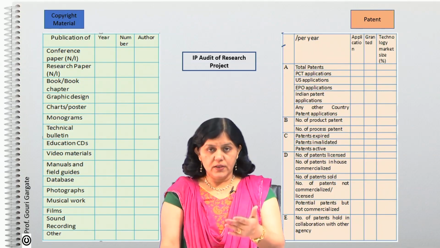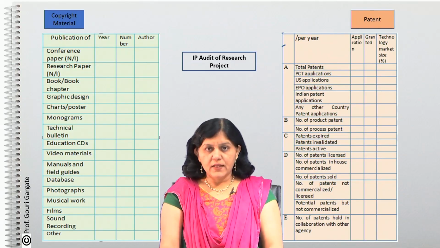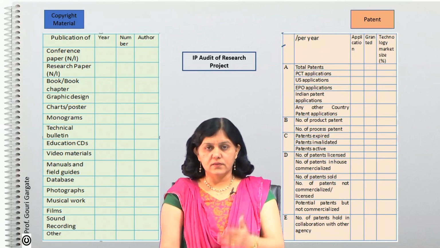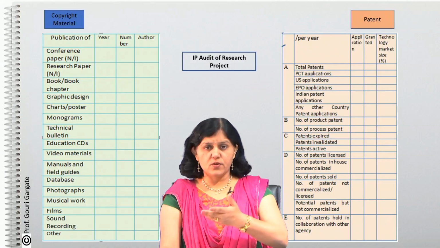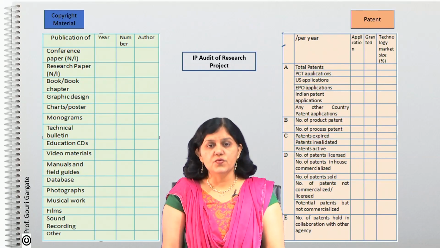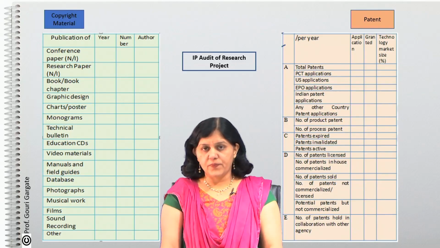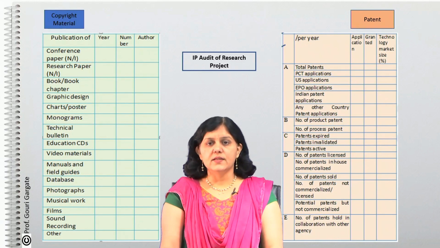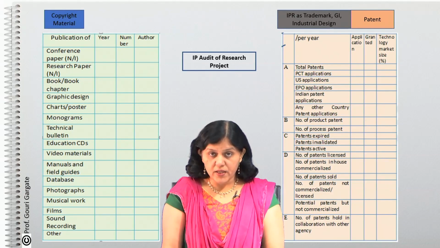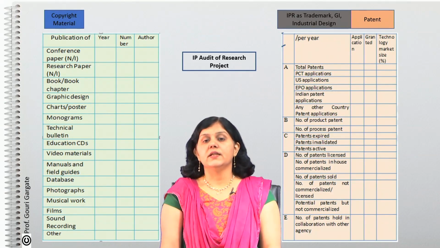Thus, you can put the data related to patents, and then this list is there, you can add to it and make an exhaustive list based on your understanding of your organization, and it will be useful to you to manage this data. So, this is copyright and then this is patent. Then the next is IPR as trademark, GI and industrial design.